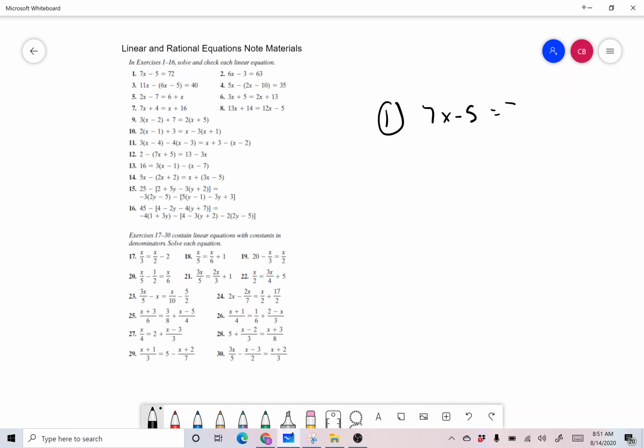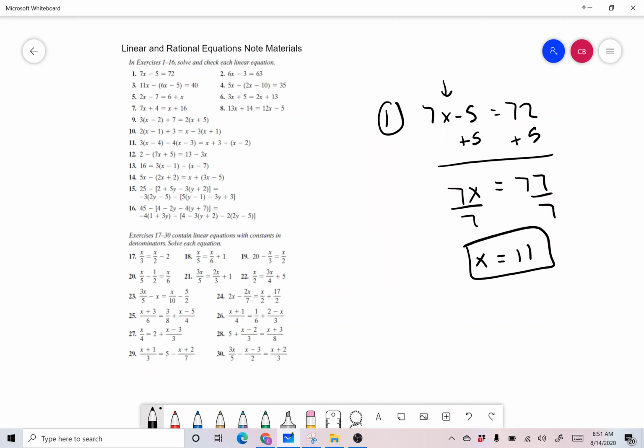You can find plenty of videos on this. We're just going to do the opposite and try to isolate the variable, which is x. So we want to get rid of this -5, so let's add 5 to both sides. 7x is equal to 77, divided by 7. X is equal to 11. So if I put 11 here, this is 77 minus 5, which is equal to 72. That's what solves this equation.